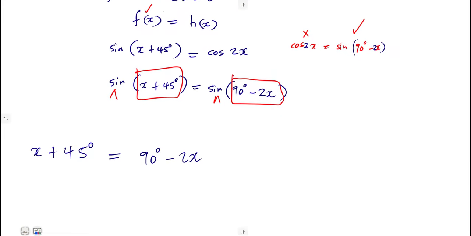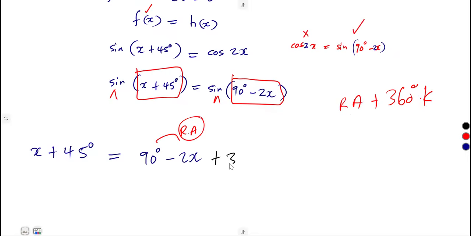When you consider this 90 degrees minus 2x, this angle here actually represents an acute angle. This is an acute angle. So when it is an acute angle, we are talking about this as our reference angle. So it means x plus 45 is equal to the reference angle plus 360 degrees times k, the general solution. So that can be our first part of the solution.